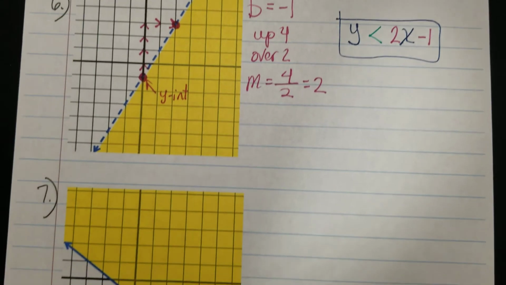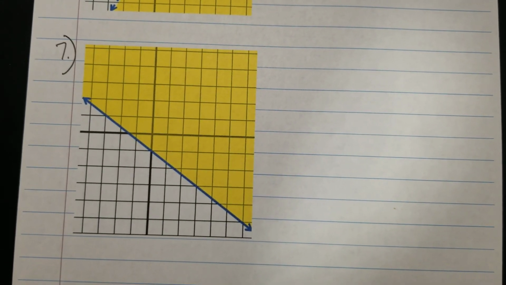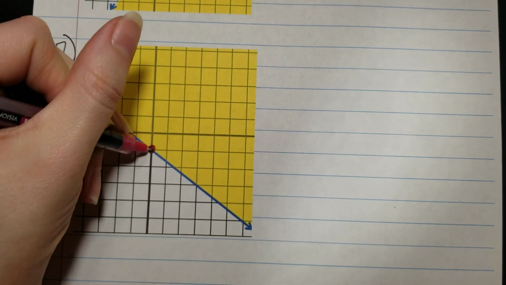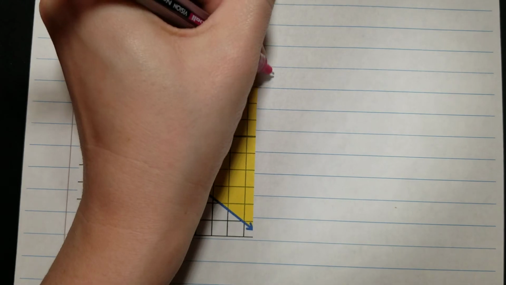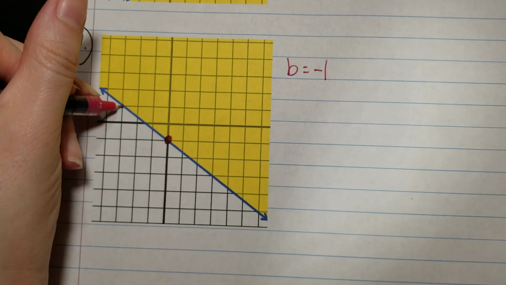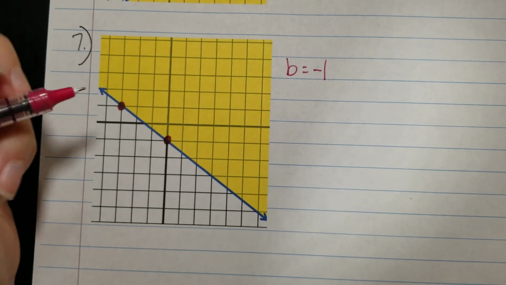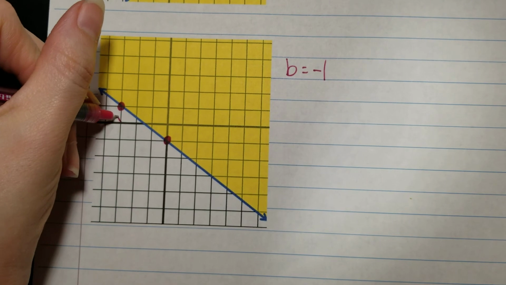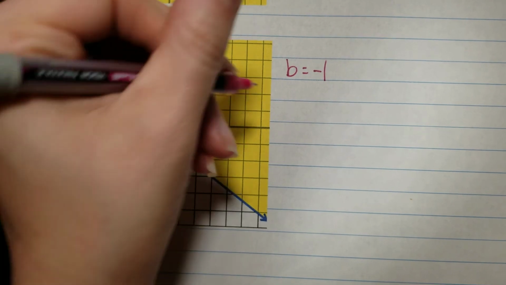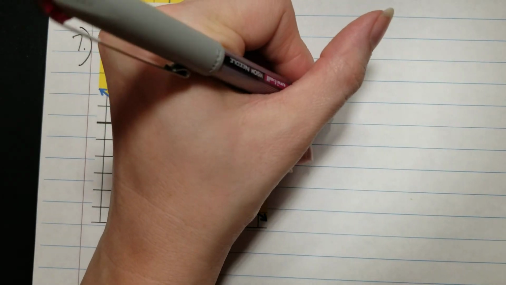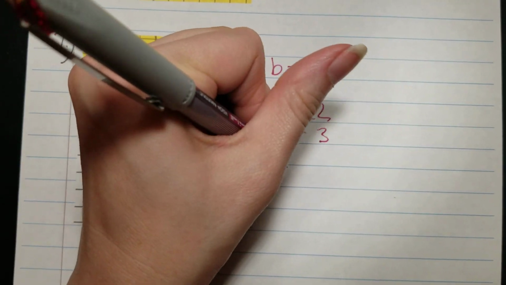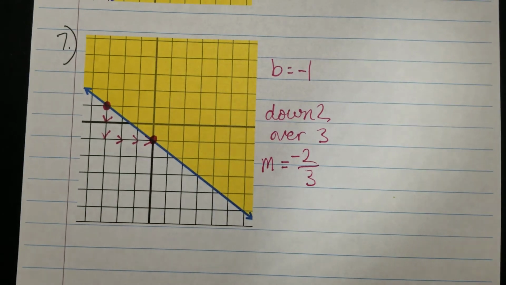All right, same thing here. First, let's find the y-intercept, which is at -1. Again, b is -1. Let's find another point like right here. Now going from left to right, I have to go down 2 and over 3. So that means that m equals -2 over 3.